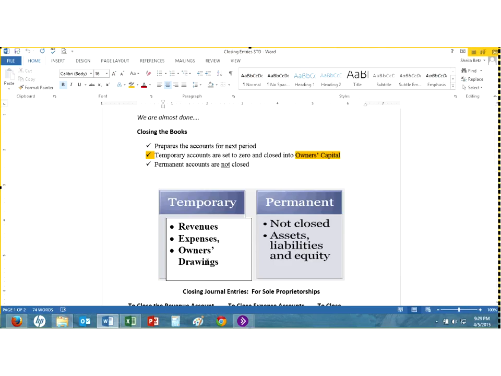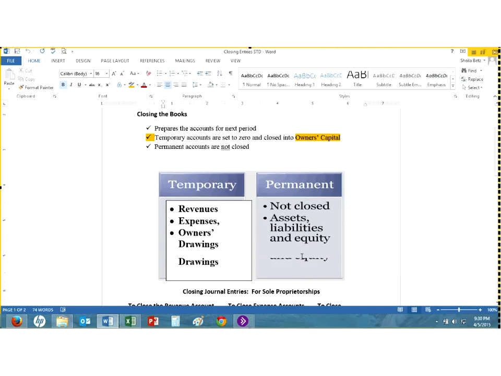Other temporary accounts include owner's drawings as well. Now, these are the only accounts closed. Other accounts like our cash and our accounts receivable and our accounts payable, we do not close them. Those are known as permanent accounts.